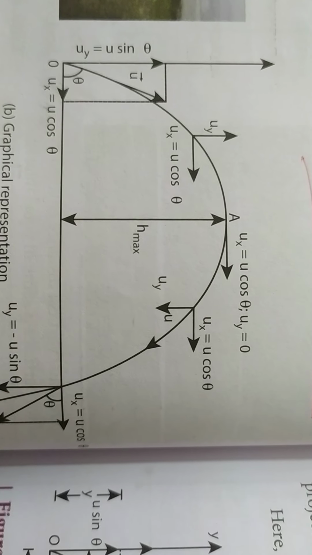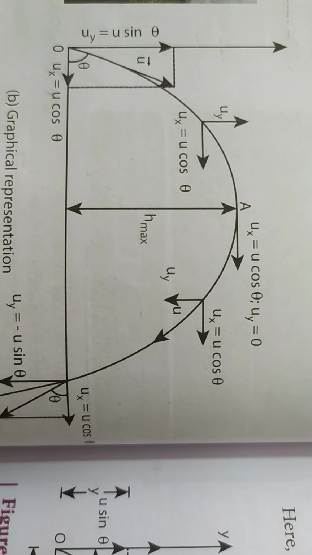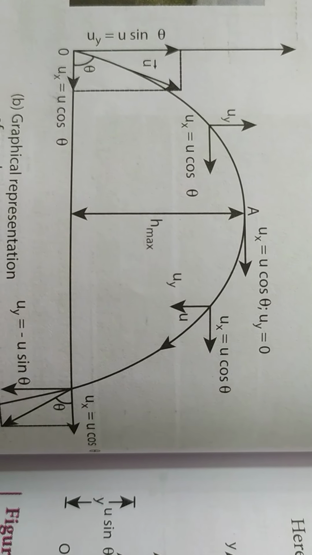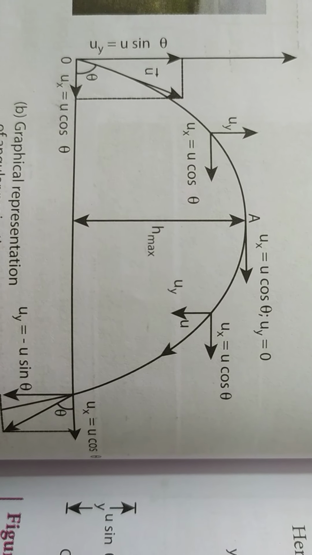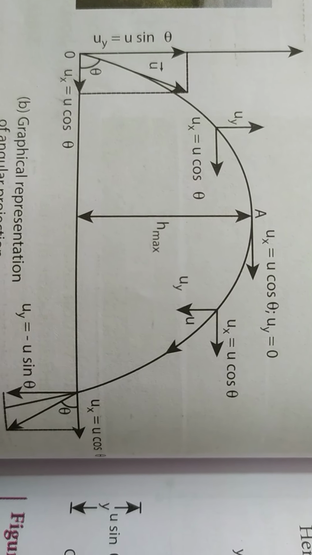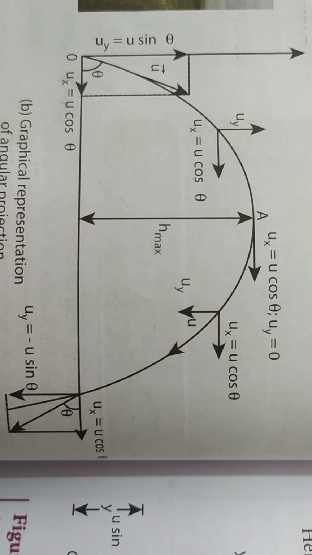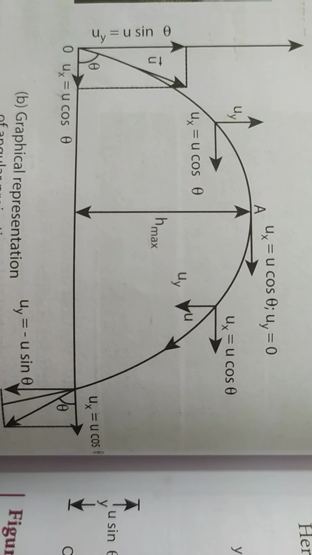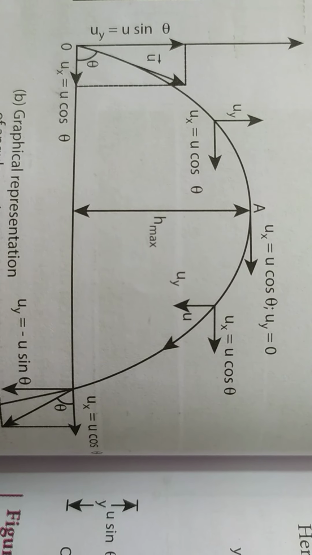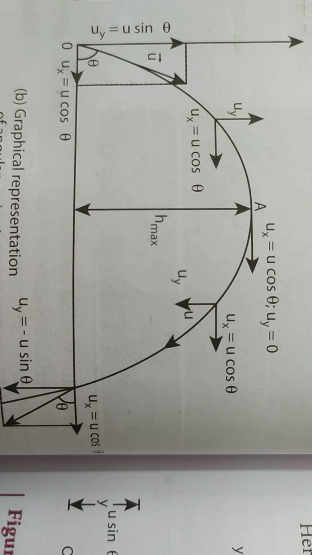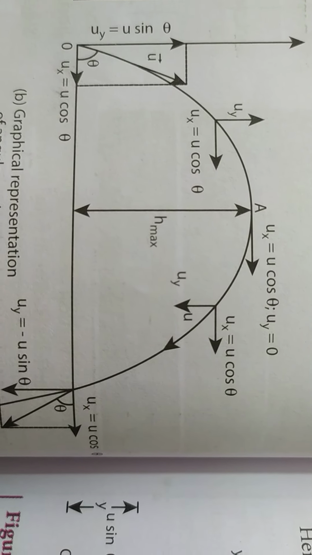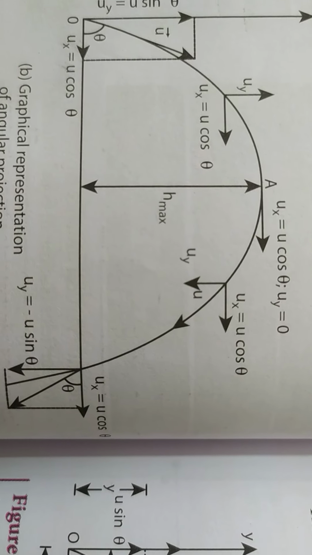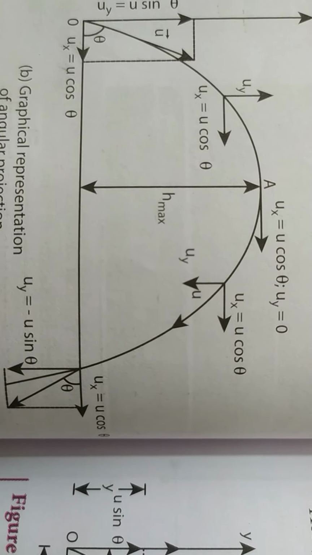When you see this diagram, the object is thrown from the point O and u is the initial velocity, and at the point O it is resolved into two components, horizontal component and vertical component. Ux is equal to u cos theta and uy is equal to u sin theta. After reaching a certain height, ux is equal to u cos theta remains the same wherever the point is: at O, at A, and after reaching the ground.